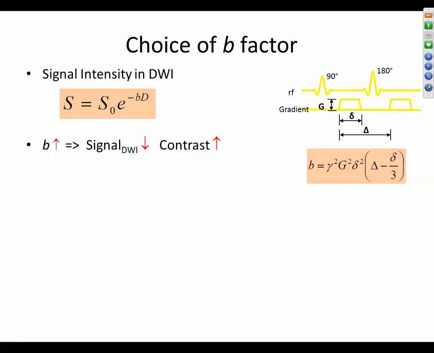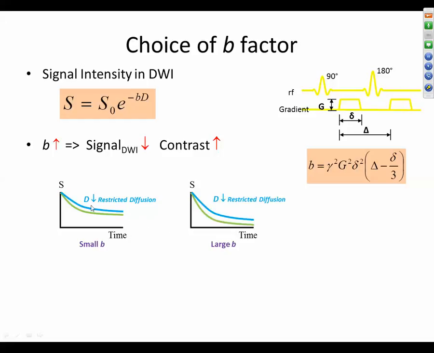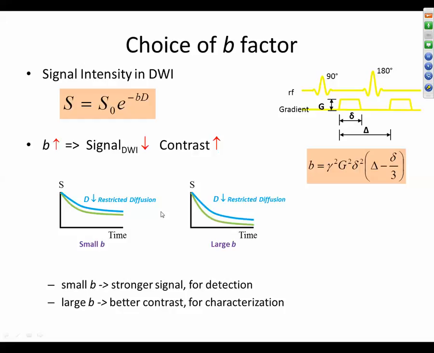Now, we want to discuss how to choose a B factor. As we say, a large B factor will lead to a decreased signal intensity, but the contrast will be getting better. And here is an example using a small B and a large B. Those blue color means the lesion, restricted diffusion lesion. And if we use a small B, the signal intensity is high compared with this one. So it's better for detection with a stronger signal. But here, if we use a larger B value, the contrast is more obvious. So it's better for characterization.